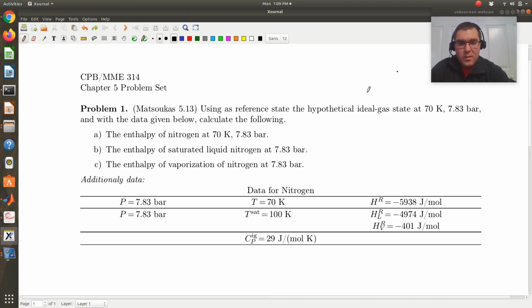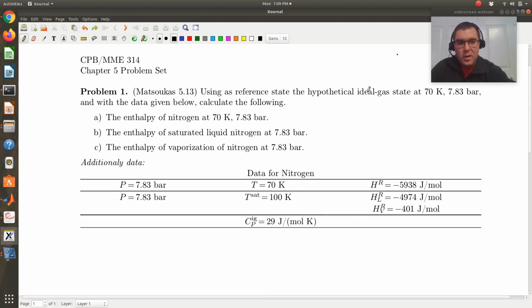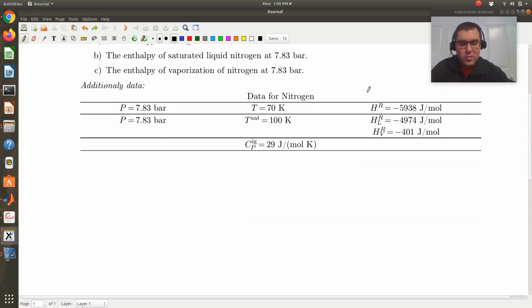Using as reference state the hypothetical ideal gas state at 70 Kelvin and 7.83 bars, and with the data given below, calculate the following. Alright, so we have a reference state problem. So the first thing I'm going to do before I even look at A, B, and C is, we're told that we're adopting a hypothetical ideal gas state as a reference. So let's write our general equation and make sure we understand what exactly that means.